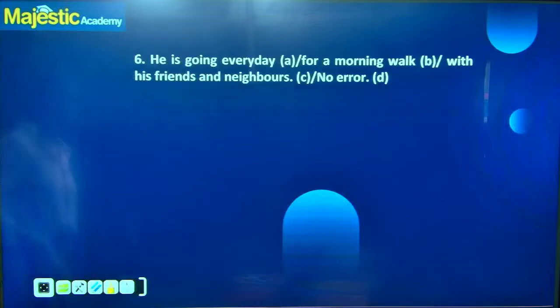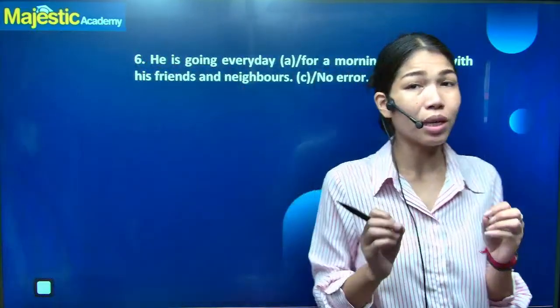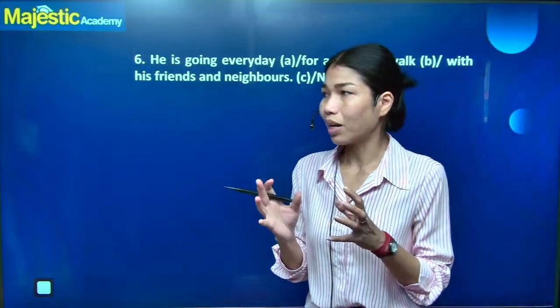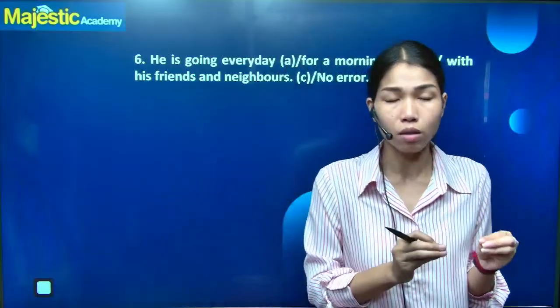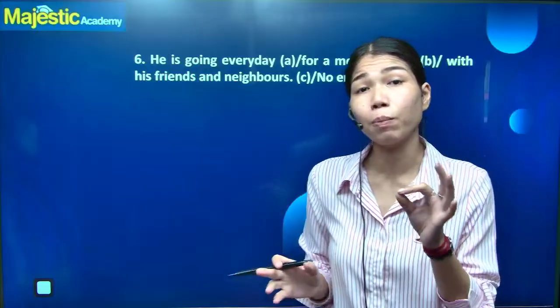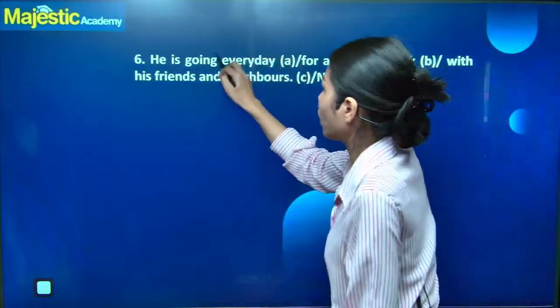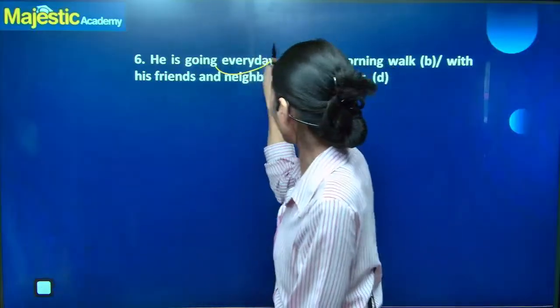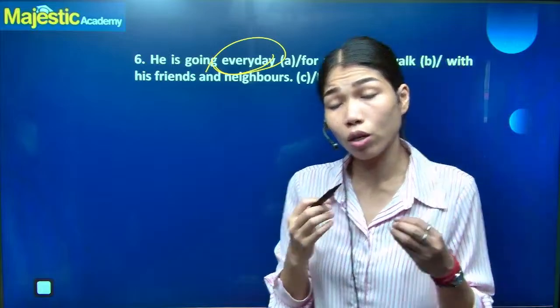Okay, let's move to the next question. Question number 6. He is going every day for a morning walk with his friends and neighbors. Okay? So now we have a keyword for this type of question. There are certain types of questions where we have a keyword. That means there are certain words; if you see them in the question, you have to put your sentence in that particular tense only. Okay? So we can see the word every day, which indicates something is happening on a daily or regular basis.